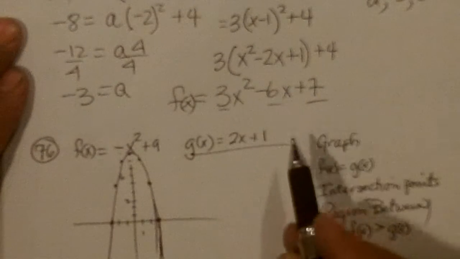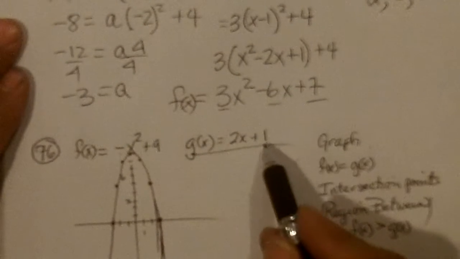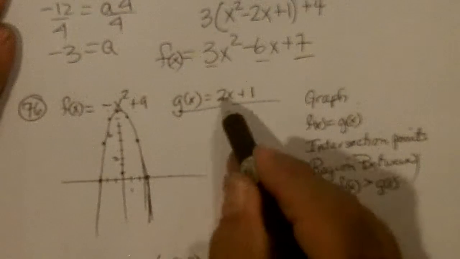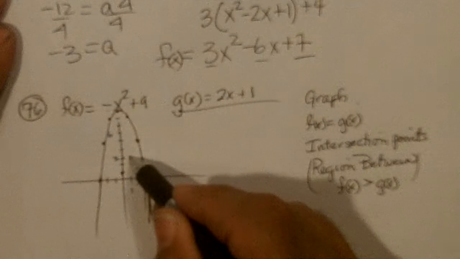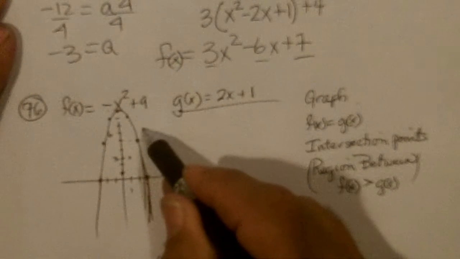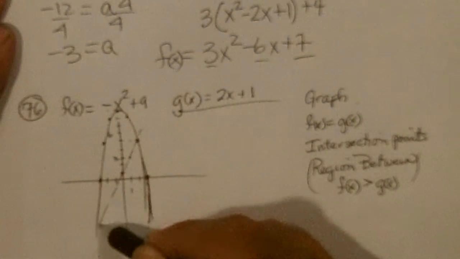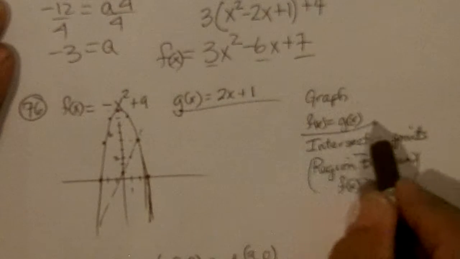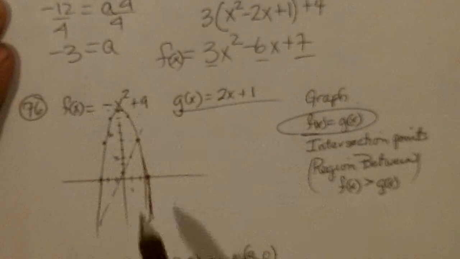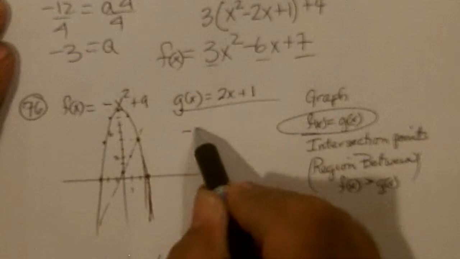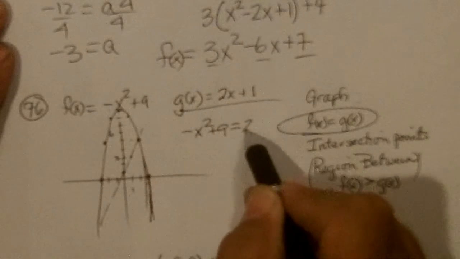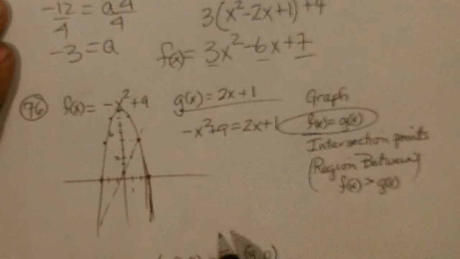Let's draw g of x, which is 2x plus 1, has a y-intercept of plus 1 with a slope of up 2 for 1, 2 for 1, so that one would go right there. And then it says find when they're equal. So let's set them equal. Negative x squared plus 9 equals 2x plus 1.